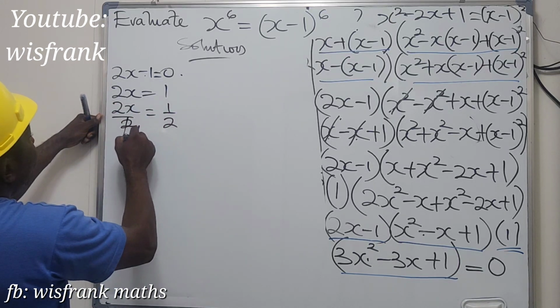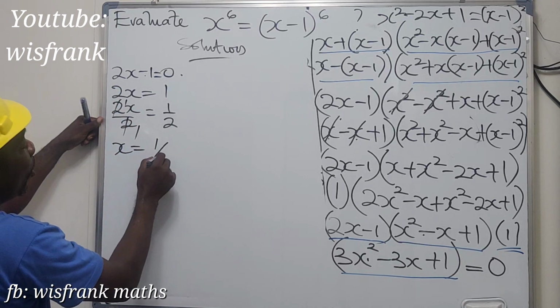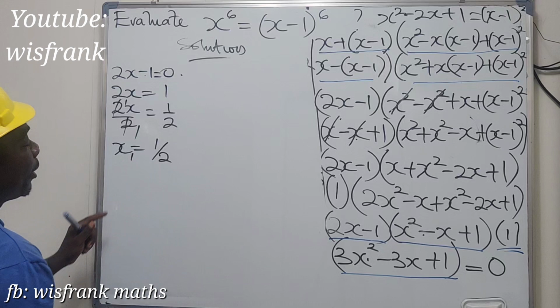In that case, 2 will cancel here and 2 will cancel here. Then we have x equals 1 all over 2. So that is the first value of x.